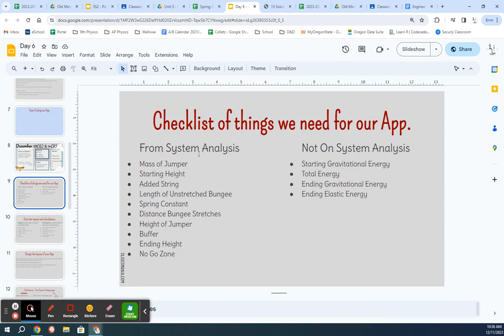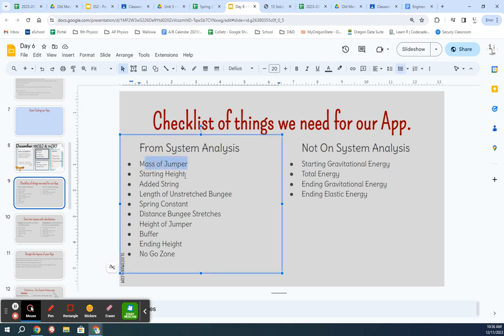So from our system analysis, these are all the things that it talks about. It talks about knowing the mass of the jumper. It talks about knowing the starting height, how much added string, unstretched bungee, spring constant, distance the bungee stretches, height of the jumper, buffer, ending height, no-go zone. Right? Those are all the different things that are on our system analysis.